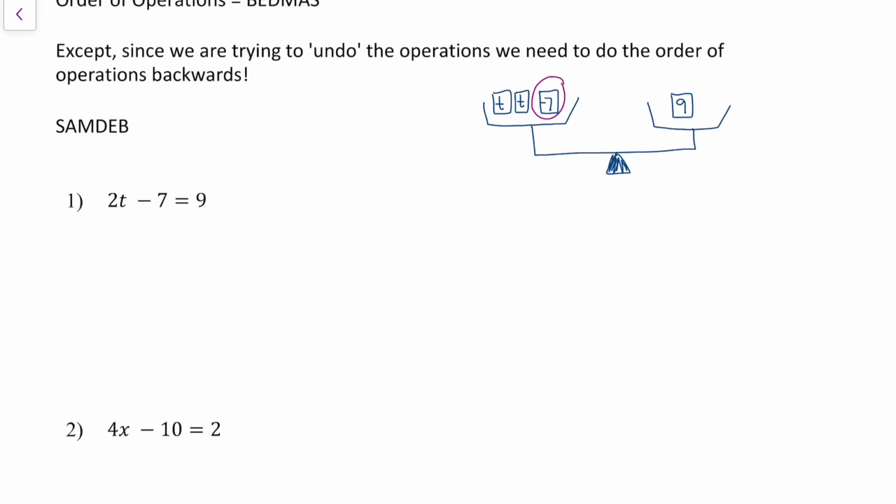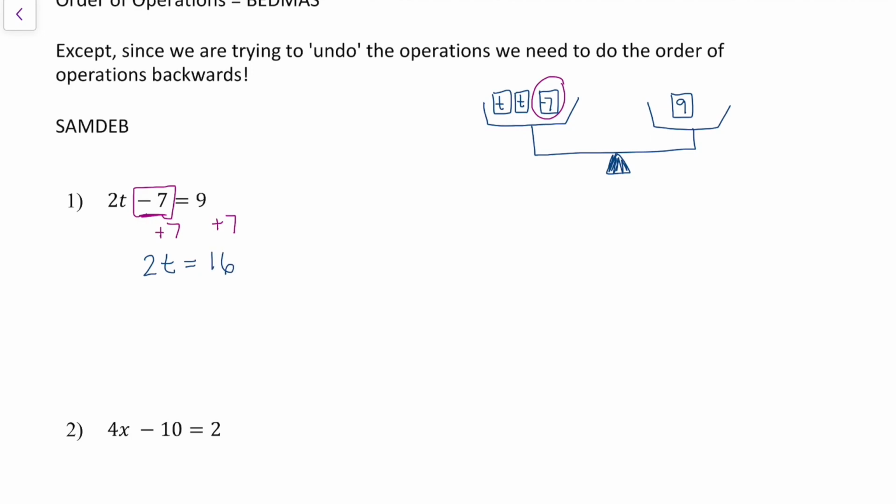The first thing, I have a multiply 2 and a -7 happening to my t. My t is being multiplied by 2 and then subtracted 7. And so I have a multiply and a subtract. I'm going to get rid of this subtract 7 first. To get rid of a subtract 7, we're going to add 7 to each side. So I'm left with 2t on this side and 16 on this side.